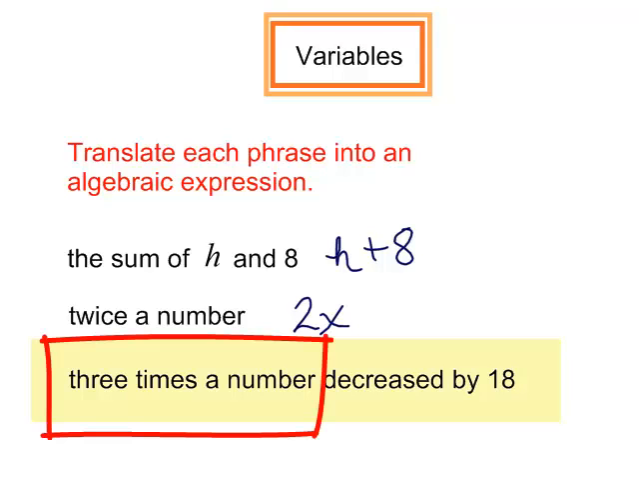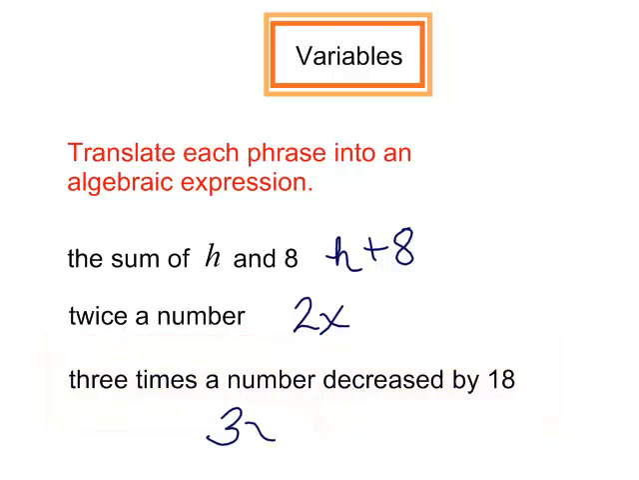3 times a number, that's 3x, decreased. Well, decrease means to subtract. So 3 times a number, decreased by 18. My algebraic expression will be 3x minus 18.